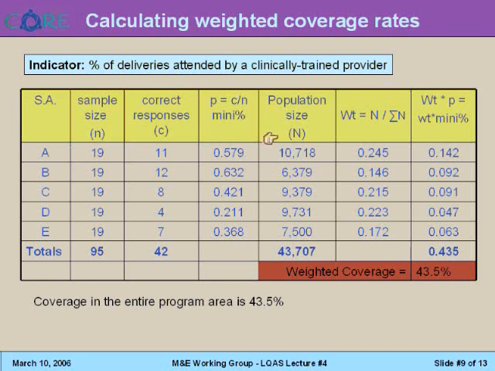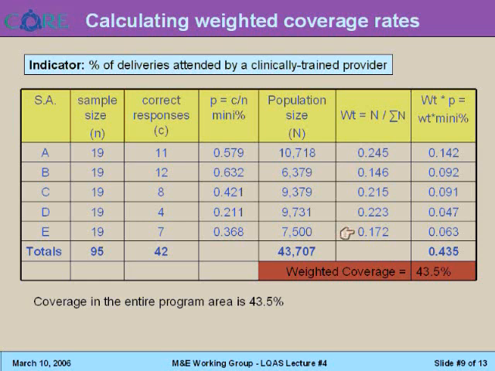In column 5, we present the population size per supervision area, while column number 6 is a weight which is calculated as the population in each supervision area divided by the total population of all the supervision areas in the entire program area. So this particular value of 0.245 is a result of dividing 10,718 over the total population of 43,707. And we do the same for the rest of the other weights in supervision areas B, C, D, and E.